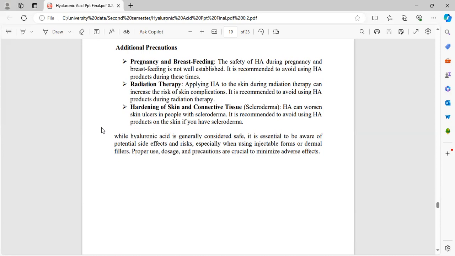The second one is radiation therapy. Applying hyaluronic acid to the skin during radiation therapy can increase the risk of skin complications. It is recommended to avoid using hyaluronic products during radiation therapy.